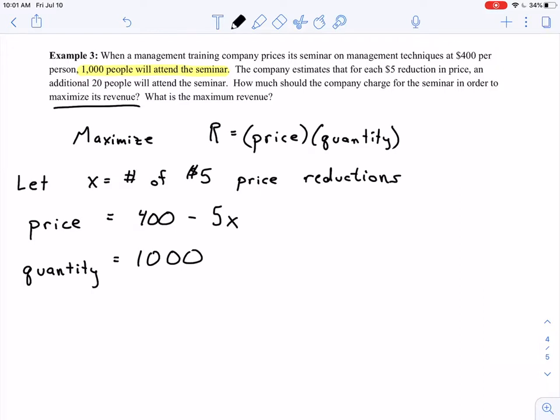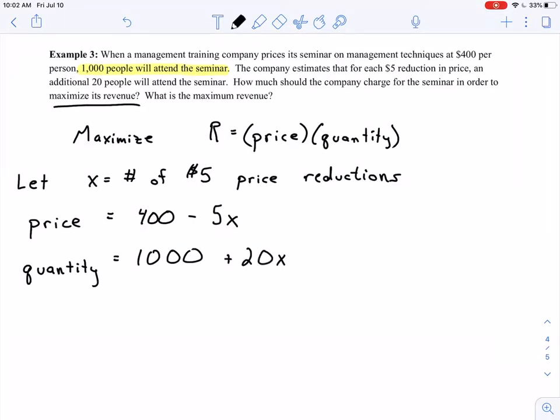But what happens here? If I choose to reduce the price, what happens? It says an additional 20 people will attend the seminar. So 20 more people will attend the seminar. So I want to add to this 1,000 here. Each time I reduce the price by $5, that's x, 20 more people show up. So I'm going to take 1,000 plus 20x.